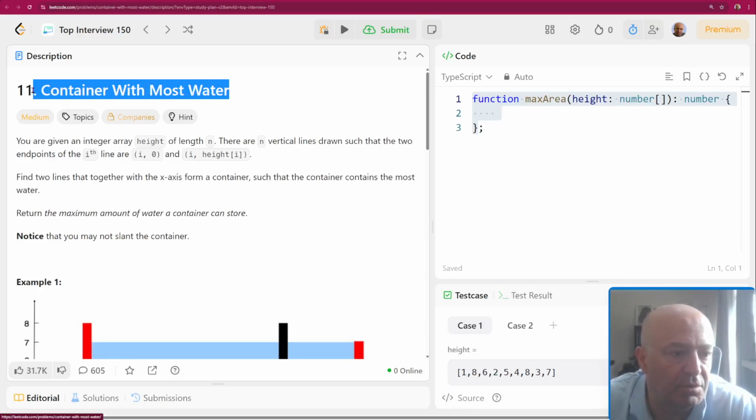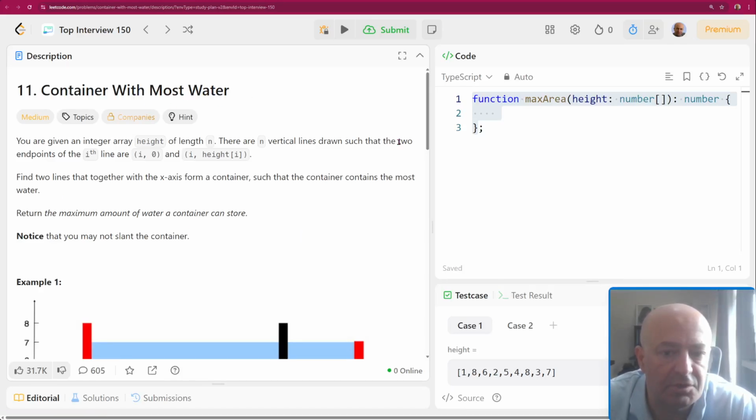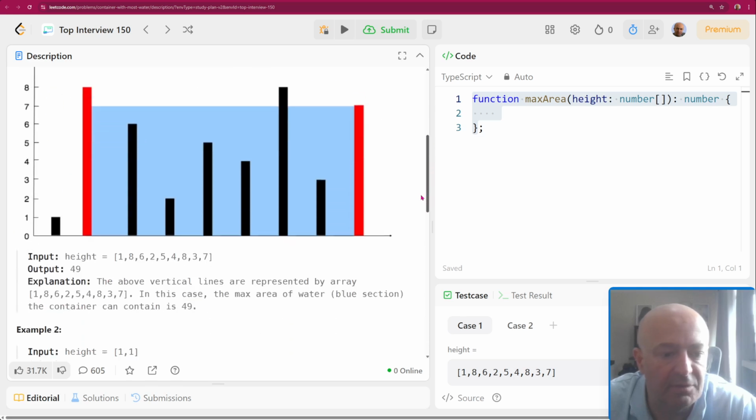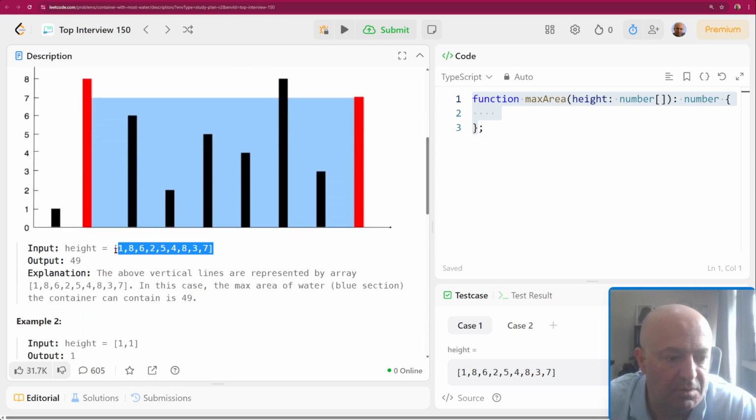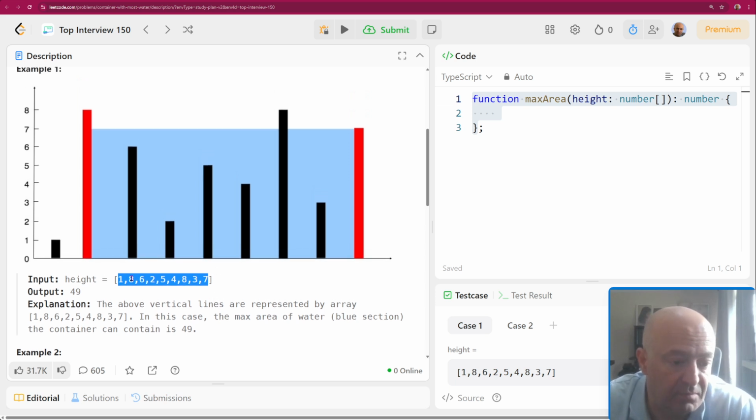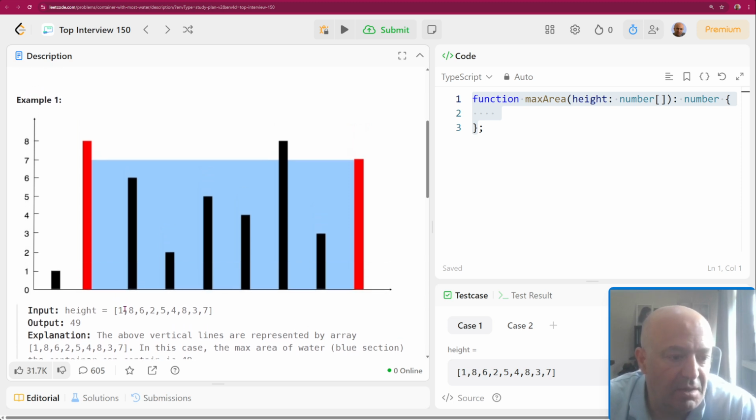Container with most water. So we are given an array of integers, and each integer represents the height of a wall, a wall of a certain height of that many units. And we have to return the volume of the largest container defined by two of these walls.